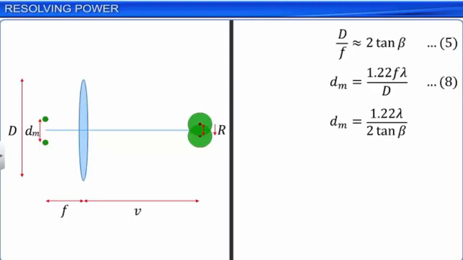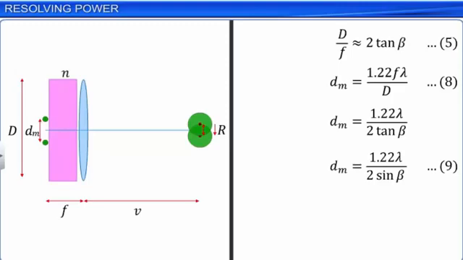Therefore, dm is equal to 1.22 lambda by 2 sin beta. Let this be equation 9. If the medium between the objects and the lens has a refractive index of n, then the expression for the minimum separation between the two objects dm is equal to 1.22 lambda by 2n sin beta. Let this be equation 10.